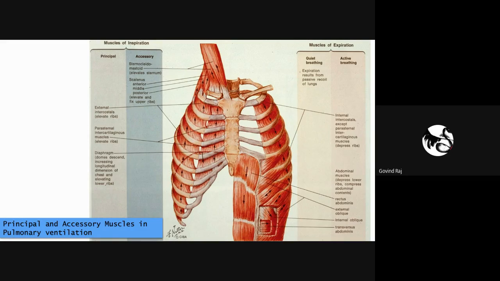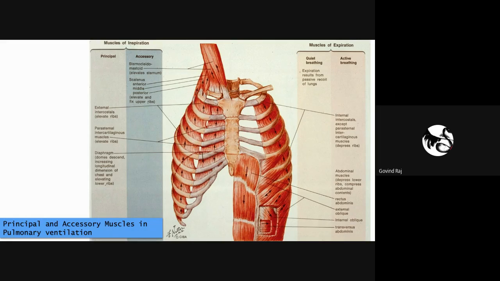Next comes the diaphragm. It is a dome like structure, and it increases the longitudinal dimension of the chest and elevates the lower ribs. The diaphragm causes an upward thrust, or upward compression. This compression causes an upward movement of the diaphragm, and the chest also expands outwards and causes the increase of volume.